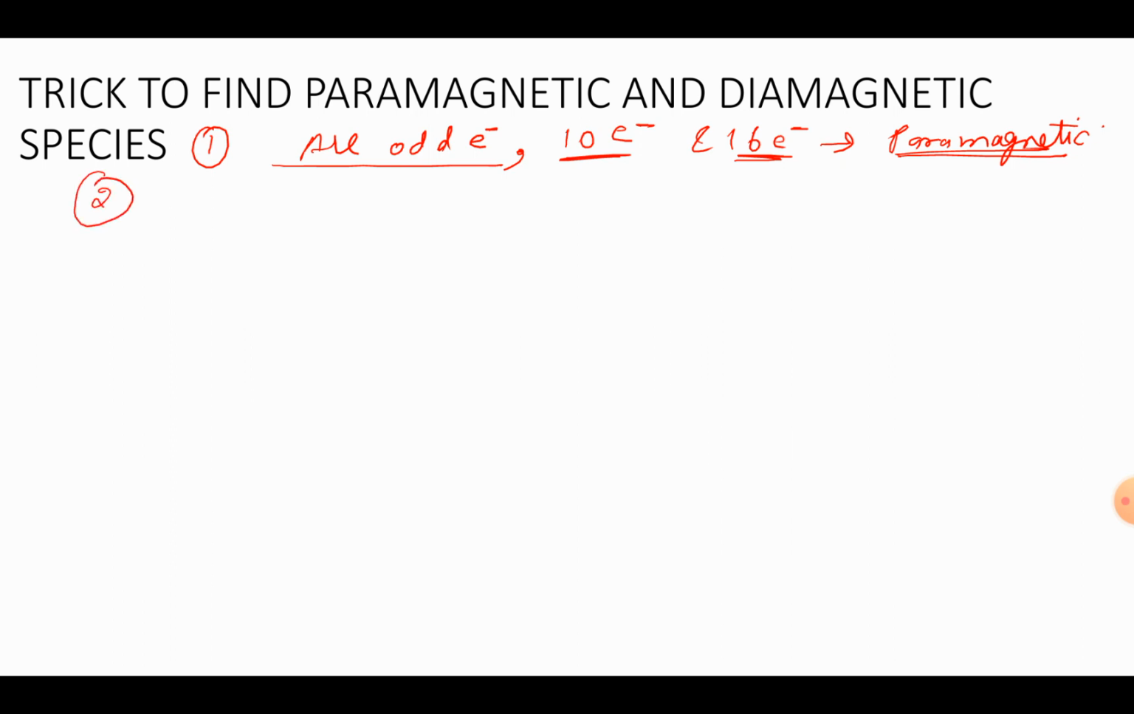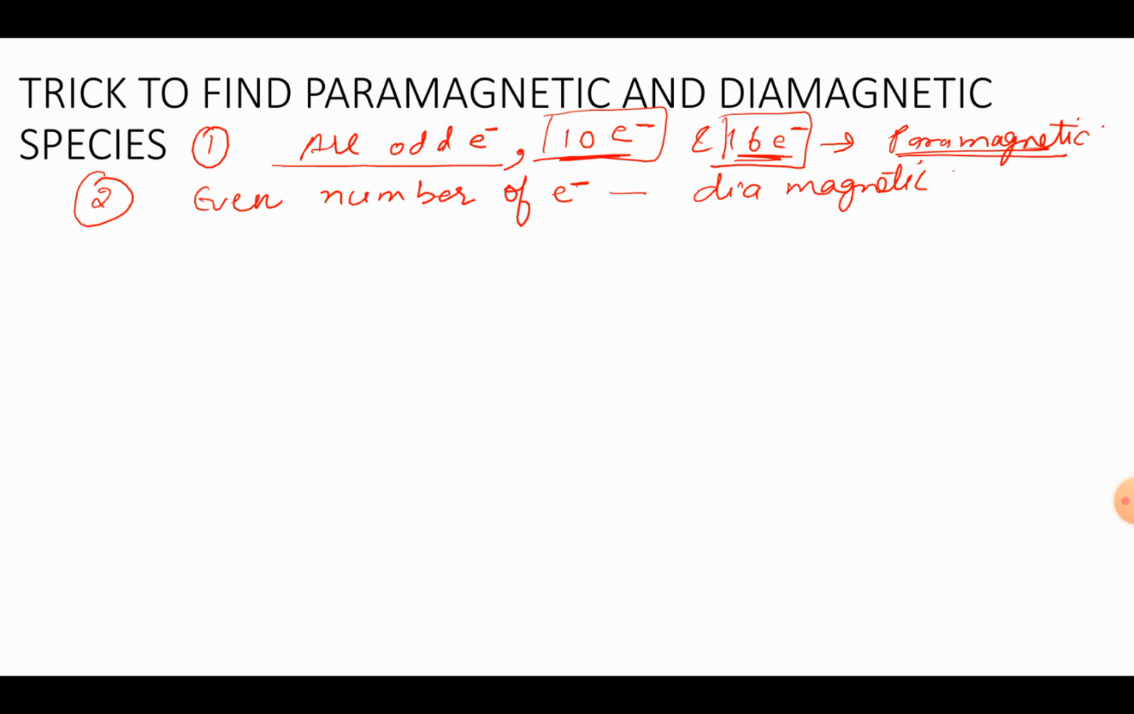And for any species where you count the total number of electrons and get an even number of electrons, obviously not counting 10 and 16, that even number of electrons will be diamagnetic in nature. So this is a wonderful trick to find out the paramagnetic and diamagnetic behavior.